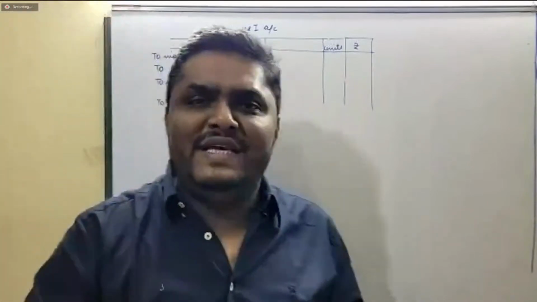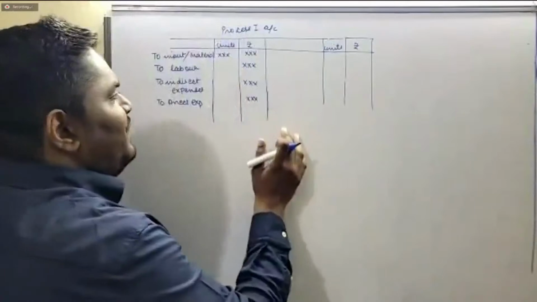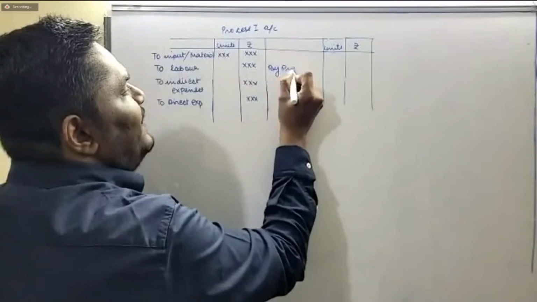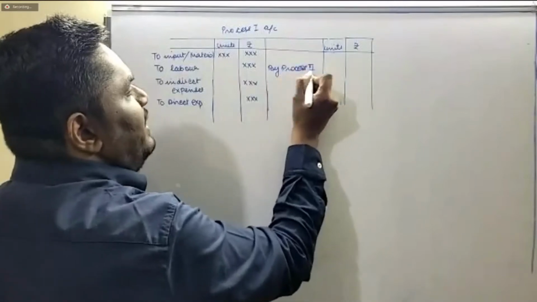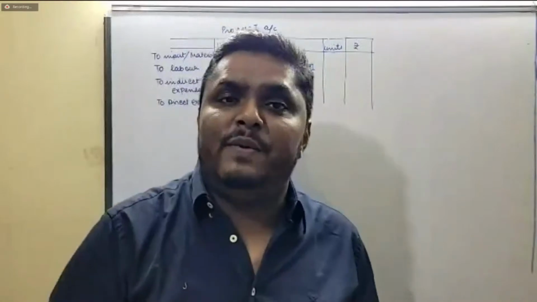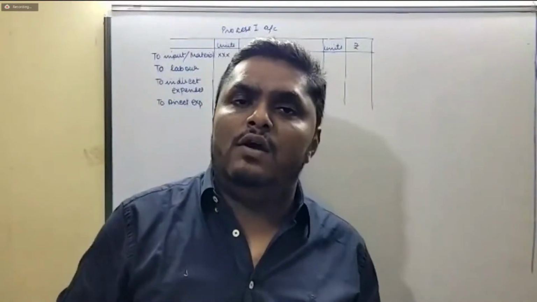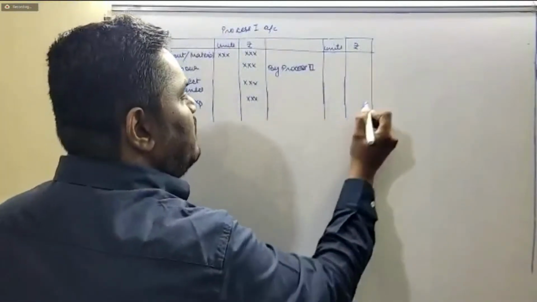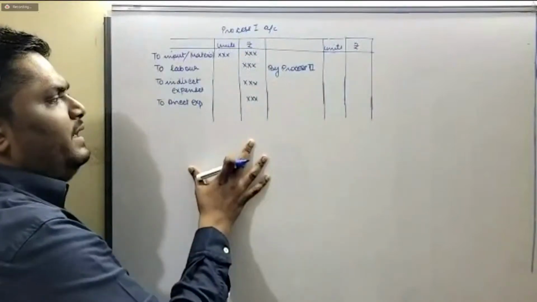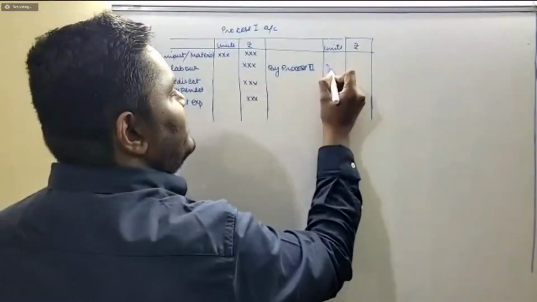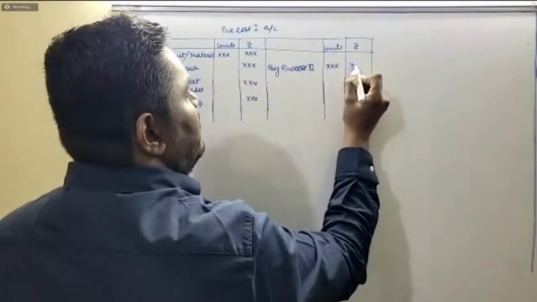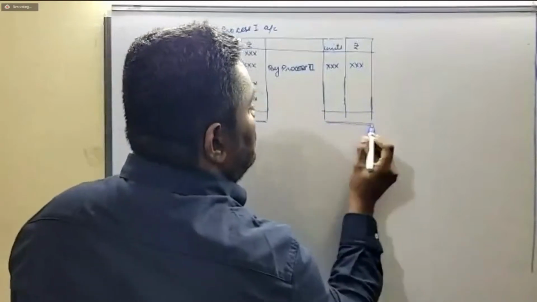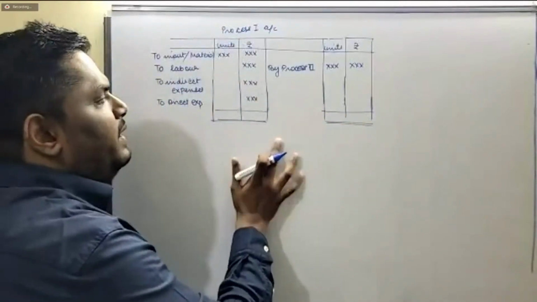I'm just discussing the basic pro forma. So after incurring all these costs, we'll be getting the output and it is transferred to the next process, that is process second. Guys, I'm discussing the basic pro forma. I'm ignoring abnormal loss, normal loss, abnormal gain. Whatever cost is incurred will be recorded in the debit side and the output that is transferred to the next process will be recorded in the credit side. So this is how the basic process account is prepared.